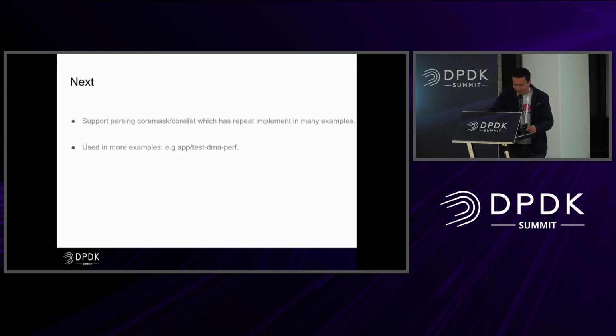Next, we maybe have two plans. The first is parsing comma-separated lists, which have many repeated implementations in many examples. The second is that maybe we could use this in more examples and apps, and currently we plan to try it in the DMA perf app. And new apps are welcome to use these new features.